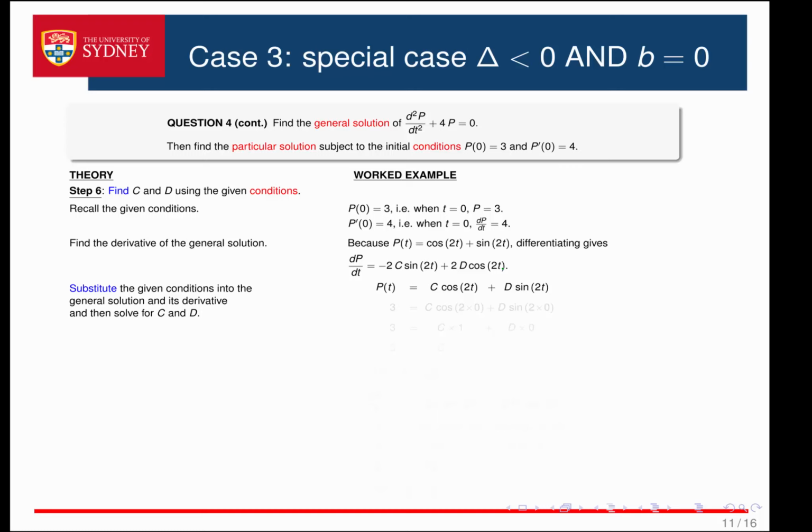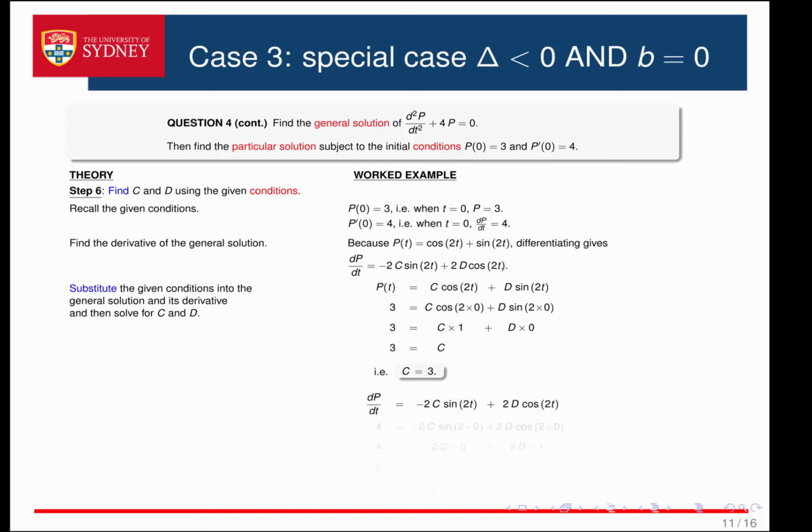Because the first condition says that when t is equal to 0, p is equal to 3, we use the general solution and substitute 0 for t wherever t occurs, and substitute 3 for p wherever p occurs. This gives us 3 is equal to c cos of 2 times 0 plus d sine of 2 times 0. Now cos of 0 is equal to 1, and sine of 0 is equal to 0. So the right-hand side simplifies to just c. So c is equal to 3.